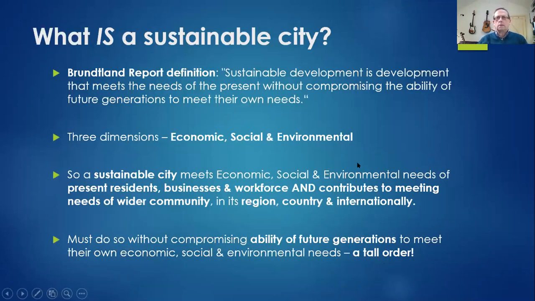So what is a sustainable city? Obviously, we start with the Brundtland report definition, the UN report that looked at sustainability. That defines sustainable development as development that meets the needs of the present without compromising the ability of future generations to meet their own needs. And the three dimensions to sustainability that are commonly recognized are economic sustainability, social sustainability, which can include things like health, education, and so on, and environmental sustainability, which most people would recognize as being at the core of sustainability.